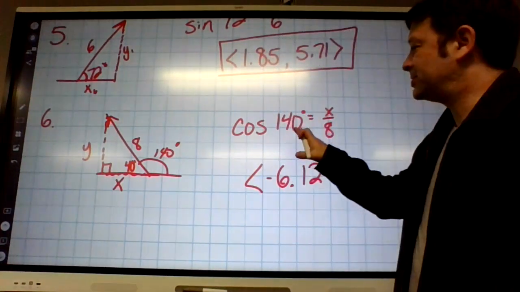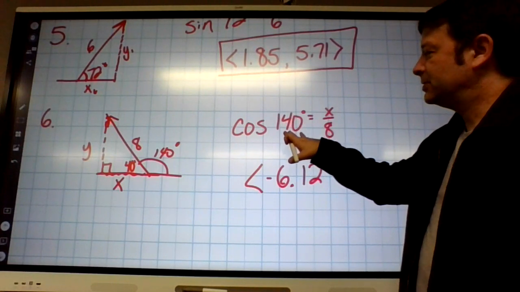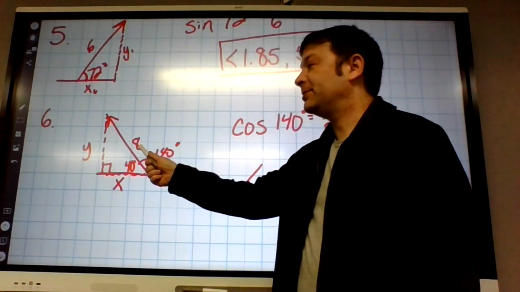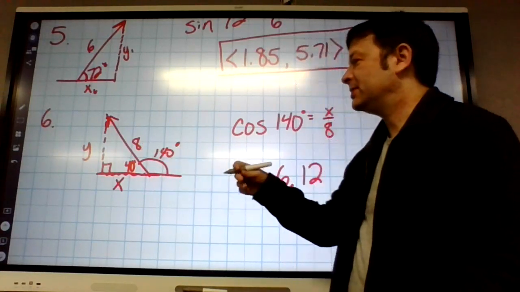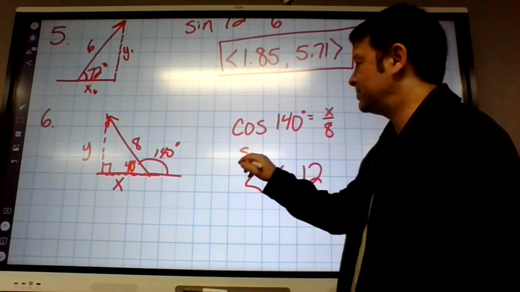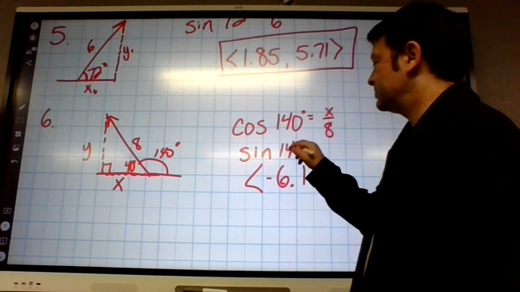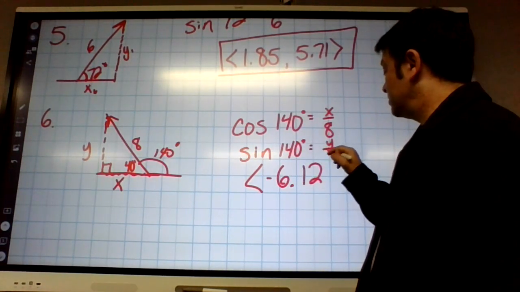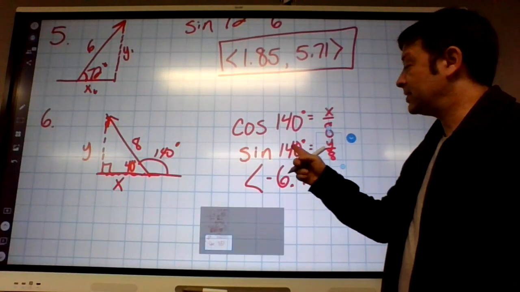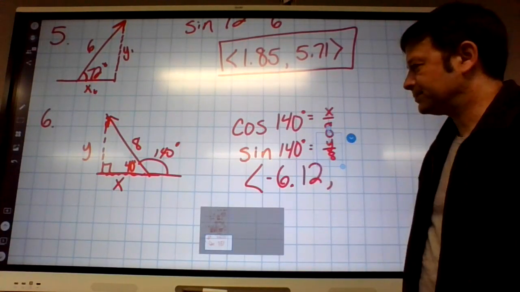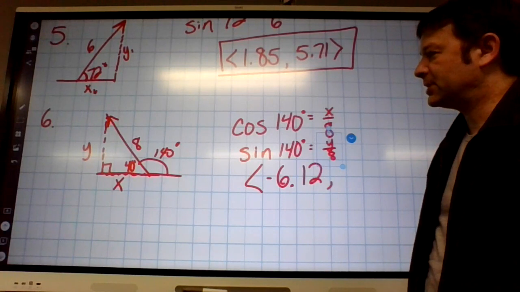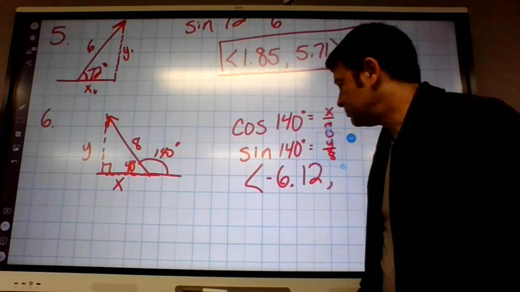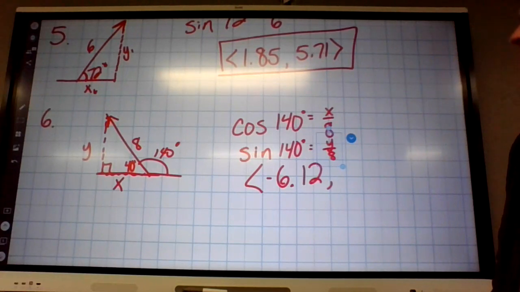Okay, so you still do cosine of the angle times the magnitude of the vector to get the x value, and you still do sine of the angle times the magnitude of the vector to get the y coordinate. So sine of 140 times 8 would also give you the y coordinate. This should come out positive though.